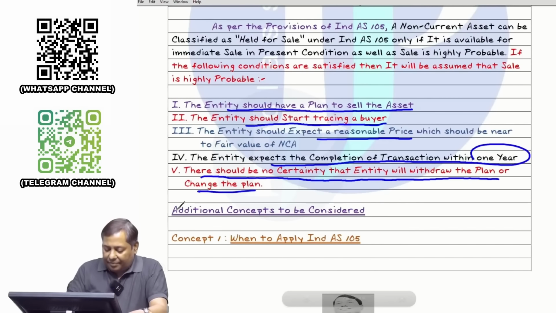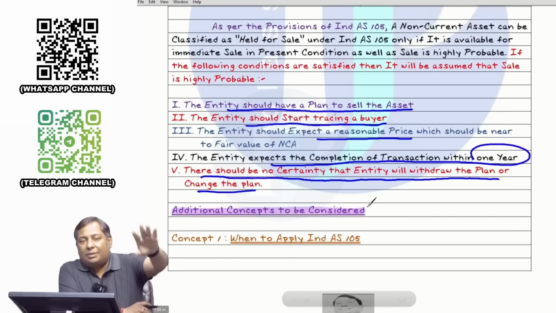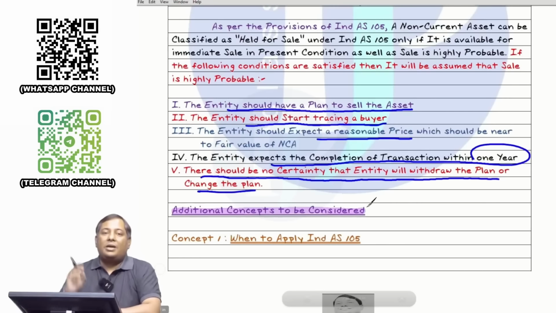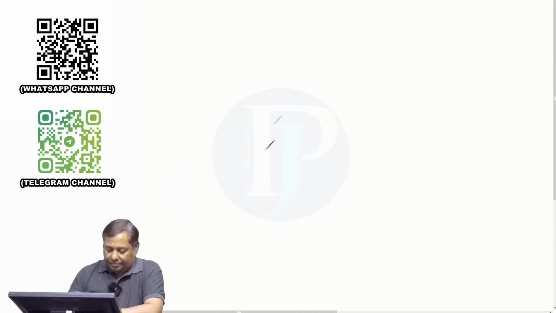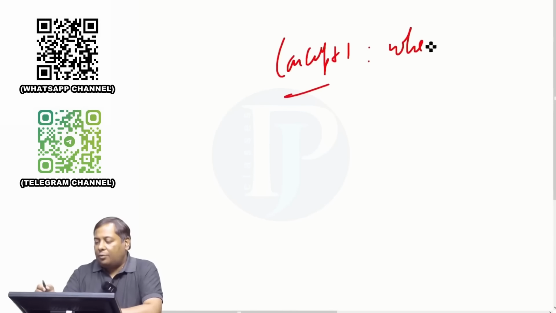Then I created a heading called Additional Concepts to be Considered. I've explained the definition and the conditions, and now our chapter begins. And from here I started additional concepts. What was the first concept? What was concept number 1? When to apply?